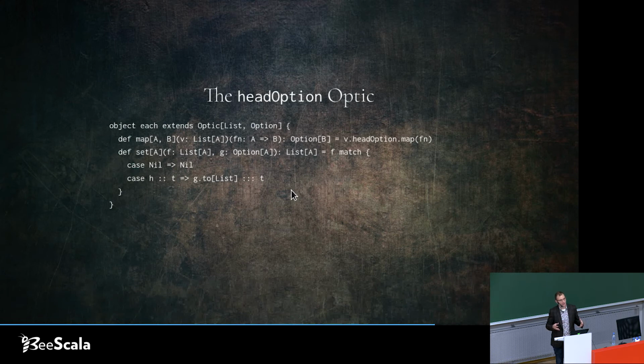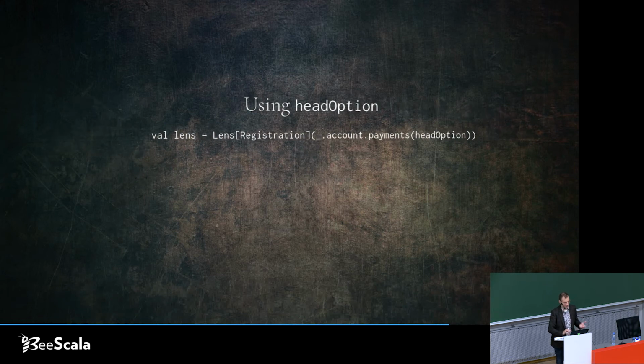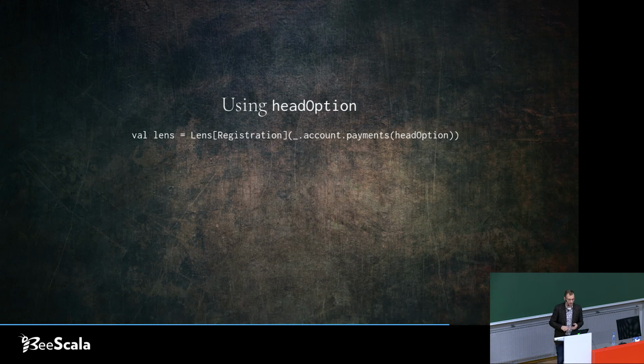So the optic interface gives you the ability to write definitions like this. And head option would be used in this way. So say we want to just change the first payment in a list. Maybe we have a convention in our data type that you modify only the heads. The most recent payment is at the head of the list. We want to look at the most recent ones.